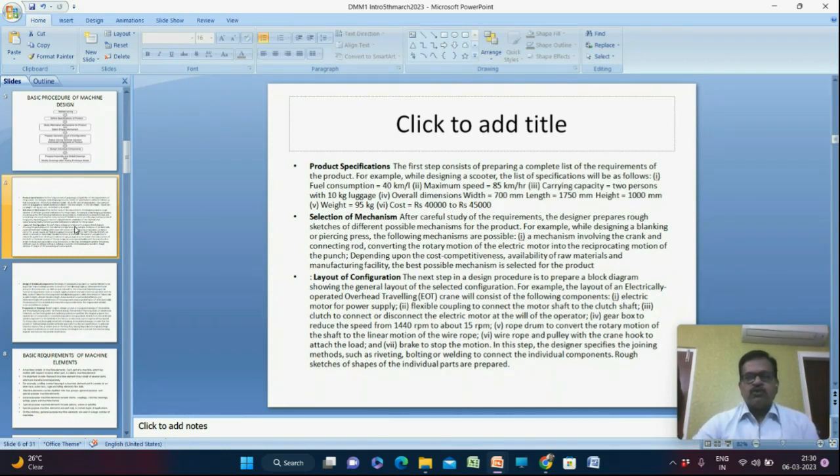the motor to about 15 or 20 rpm for the motion of the things on the EOT, rope drum to convert rotary motion of the shaft into linear motion of the wire rope and pulley with the crane hook to attach the loads. So loads are attached and they must be lifted up and moved in the horizontal direction on the crane.